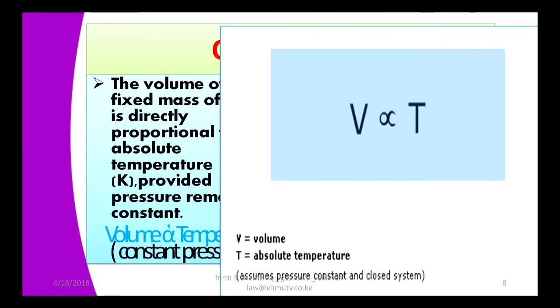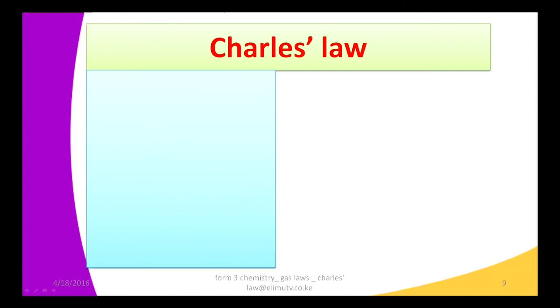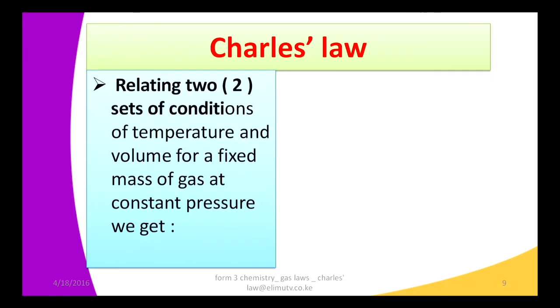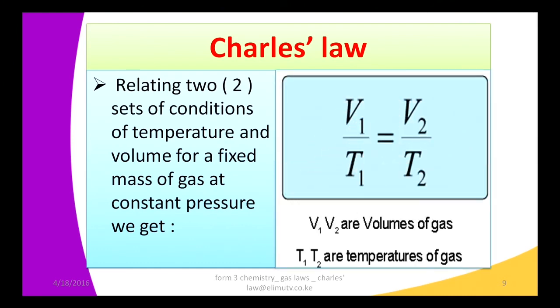Now, if we relate two sets of conditions of temperature and volume for a fixed mass of a gas at constant pressure, we get this. So this is what we are going to get. We have two sets of conditions, condition 1 and condition 2. At condition 1, we have volume 1 and temperature 1. Condition 2, we have volume 2 and temperature 2.